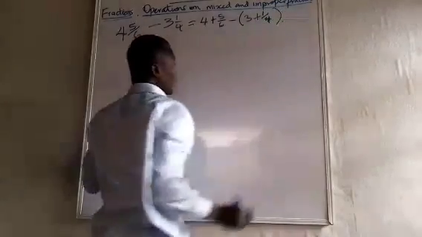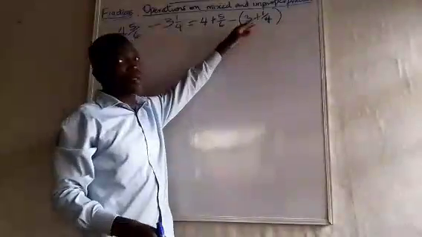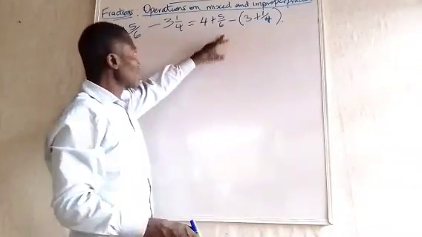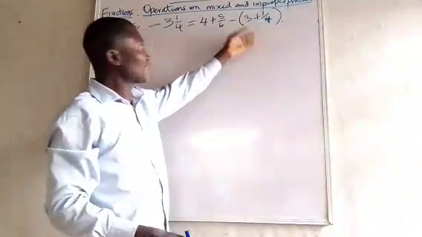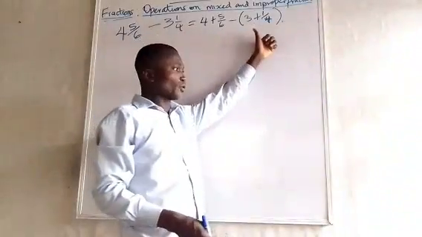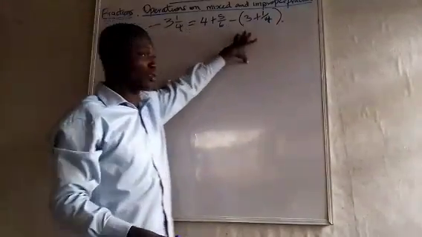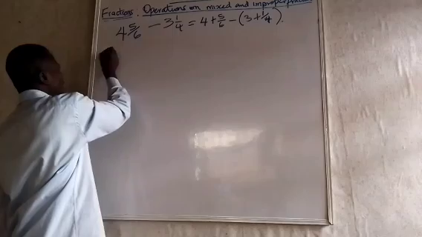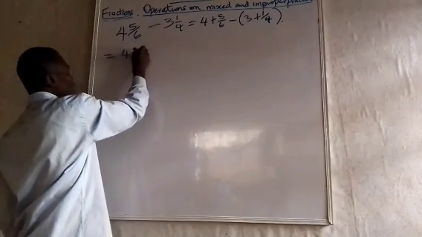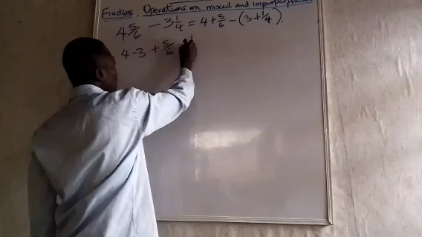Please, when we were discussing the operations, I said anytime you are doing things with subtraction, always put brackets around it. Because if not, you just make the mistake of subtracting 3 and adding 1 over 4, whereas you are supposed to subtract 1 over 4 and 3 from the rest. So you can see the essence of putting the bracket now. Here now, you can have it like this. It will be equal to 4 minus 3 plus 5 over 6 minus 1 over 4.